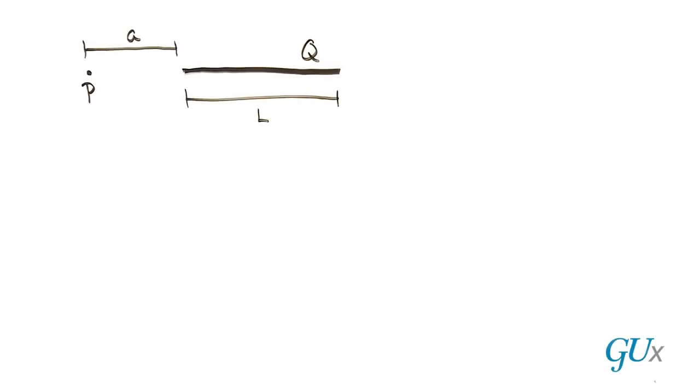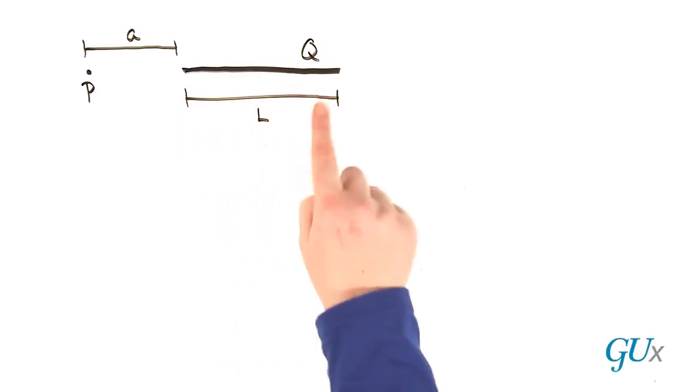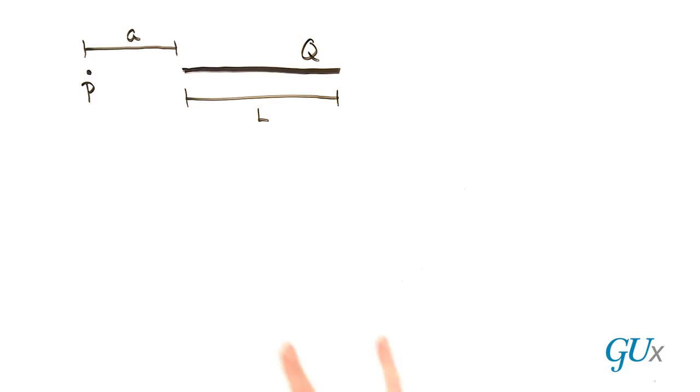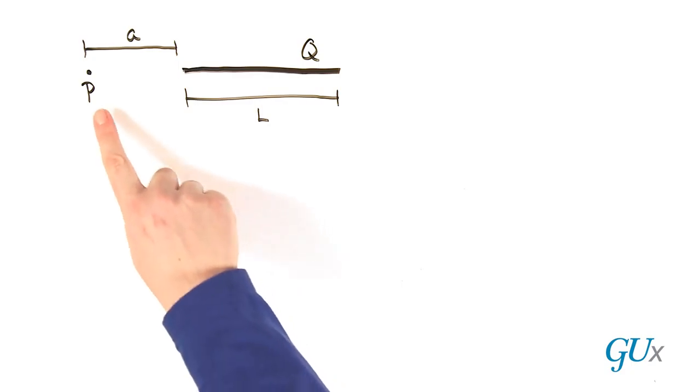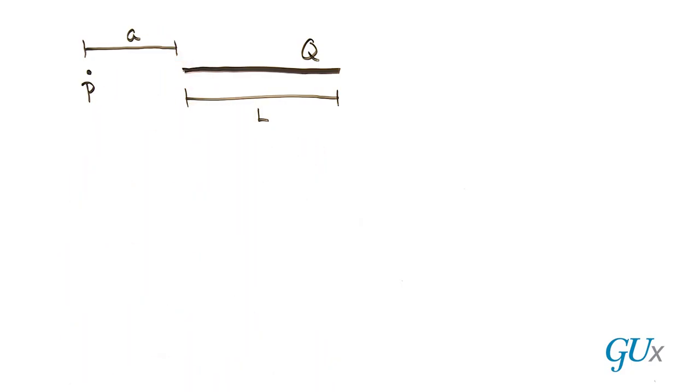Let's calculate the electric field due to a finite line of charge. So for instance, a wire of length L that has a total charge Q. I want to know what is the electric field at point P, which is a distance A to the left of one end of the wire.